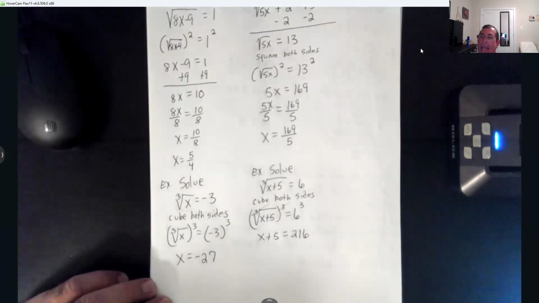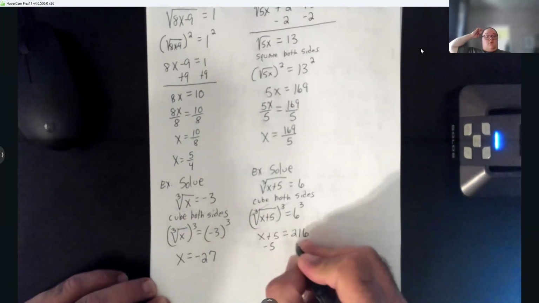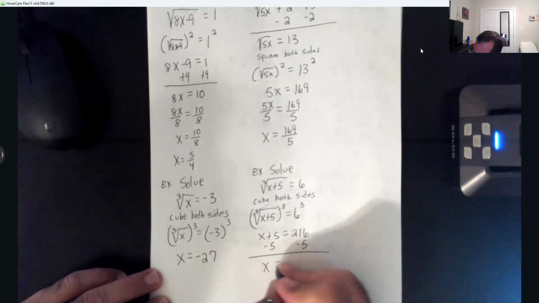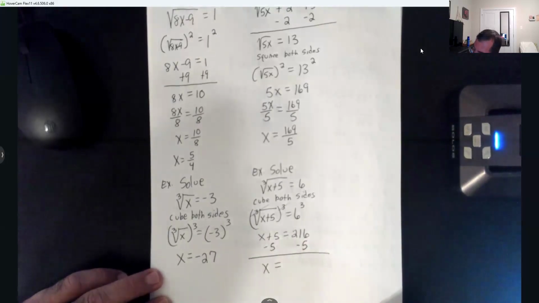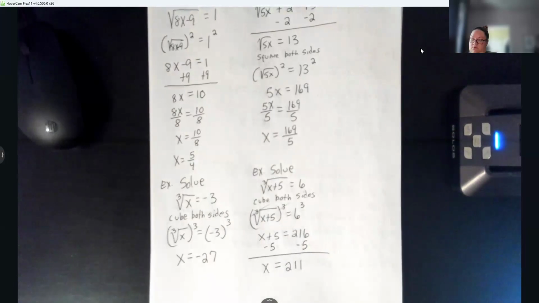So what are y'all doing for your last step? Subtracting 5. So that cancels, so I'm going to get my x. And then let's see, 216 minus 5? 211.